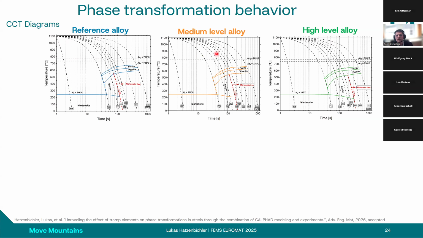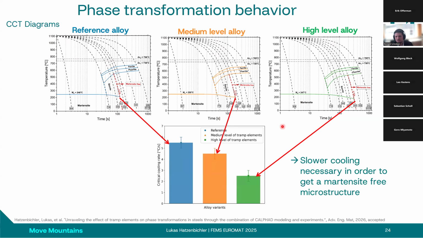contents, the reference alloy, medium scrap, high scrap alloy, and one can see that suddenly critical cooling rates, which define the area where martensite is formed, are changed. And what you can see here, for example, with increasing tramp elements, slower cooling is necessary in order to get a martensite-free microstructure. That is important; you can see here the numbers, and you can see the critical cooling rate is decreased. So that means some phase transformation temperatures are changed by the influence of these tramp element contents.